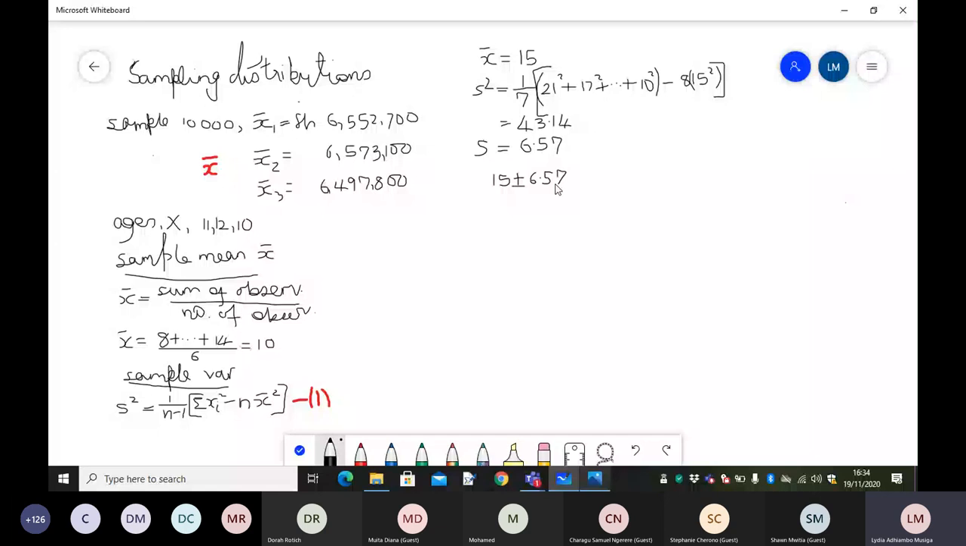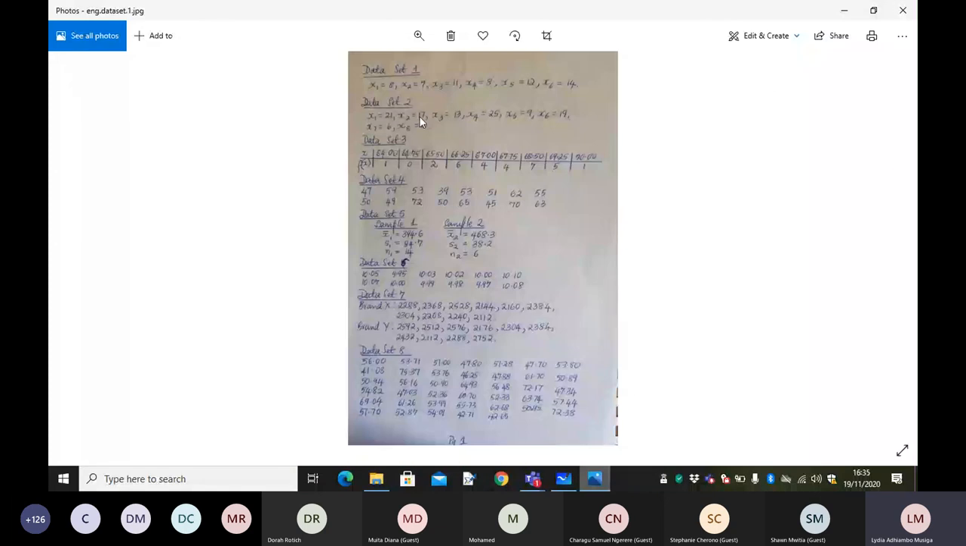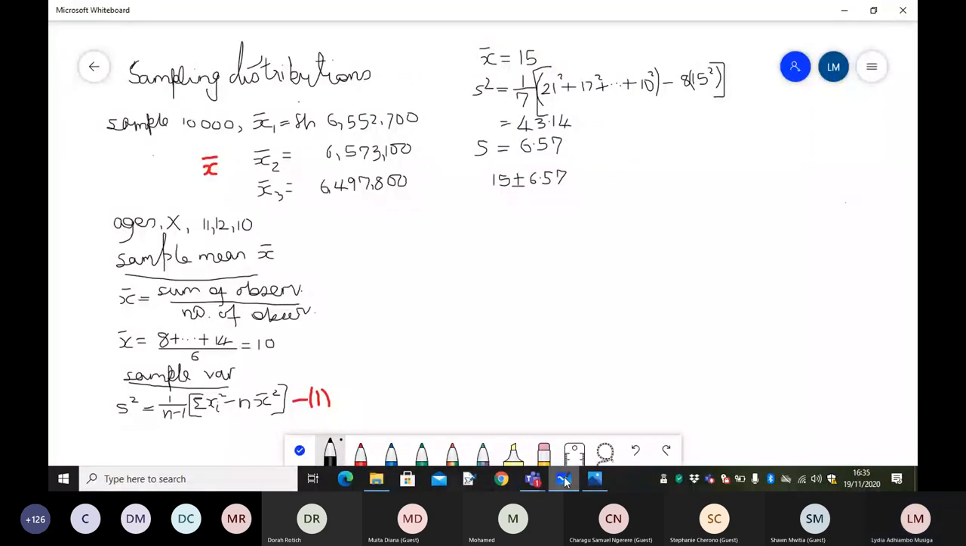So we have looked at this case where we have data which is not grouped. Because if you look at data set two, we have data like 21 is occurring only once, 17 is occurring once, 13 is occurring once, and so on. So that is ungrouped data. What happens when we have grouped data? How do we calculate sample variance if we are given grouped data?